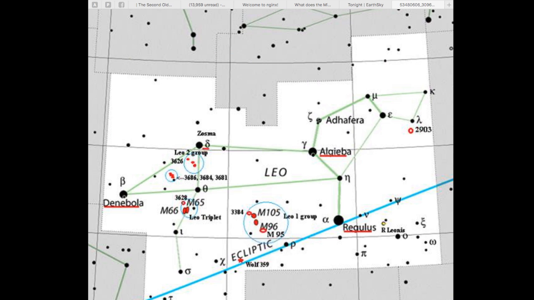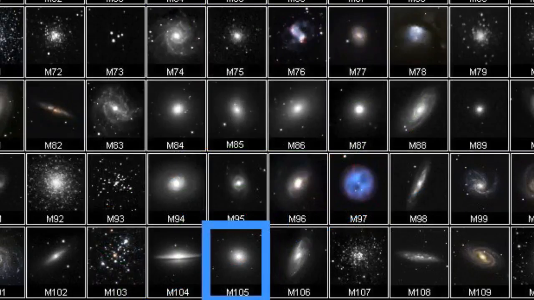Next up is M105. M105 is an elliptical galaxy, magnitude 10.2, and is known to have a supermassive black hole at its center as well.